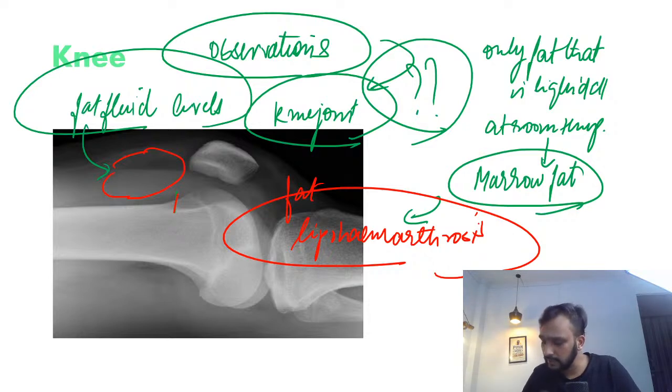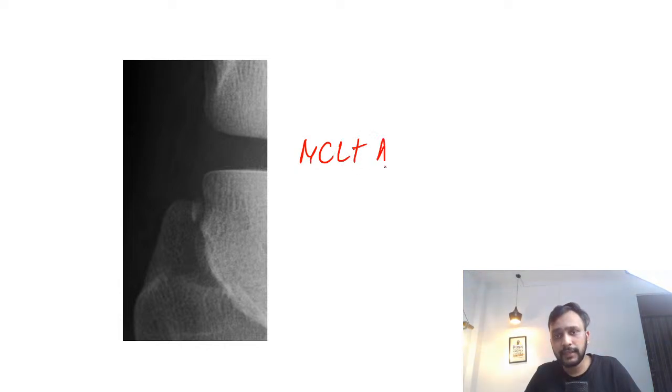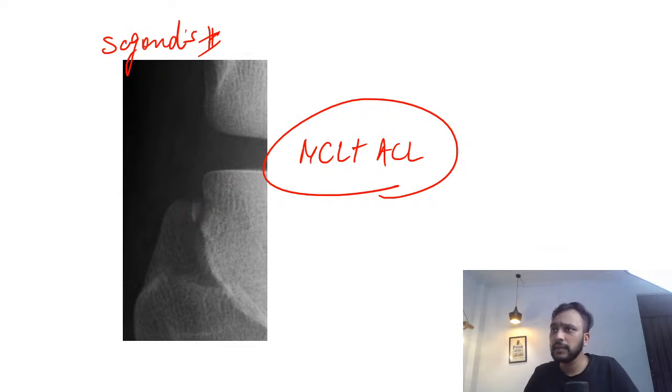So we'll have to look at this fracture very carefully. Okay, so guys, here we can see that there is a subtle fracture of the lateral aspect of the tibia. So guys, such injuries should not be ignored because they are also associated with injuries of the medial collateral ligament, okay, ACL. Okay, so this subtle fracture of the lateral aspect of the tibia is known as Segond's fracture. So what we have to know is that these subtle fractures of the lateral aspect of the tibia should not be ignored.